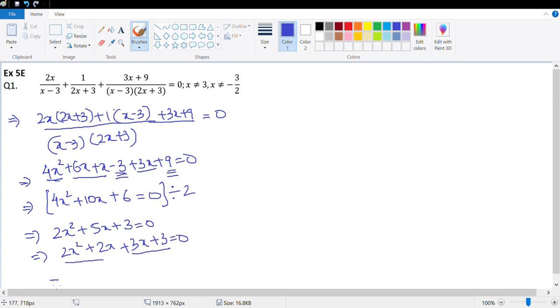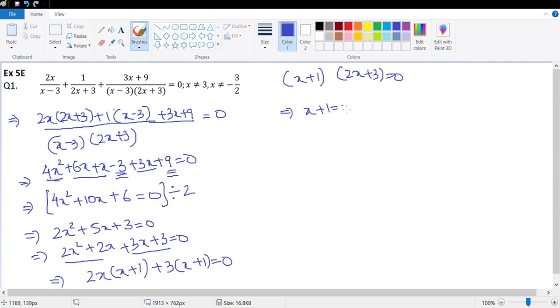Grouping it the way I have underlined, 2x times x plus 1, my mistake, this is 2x times x plus 1, 2x squared plus 2x, that's correct, plus 3 times x plus 1 is equal to 0, which means x plus 1 times 2x plus 3 is equal to 0, which means x plus 1 is equal to 0 or 2x plus 3 is equal to 0. This gives us x is equal to negative 1 or x is equal to negative 3 upon 2.